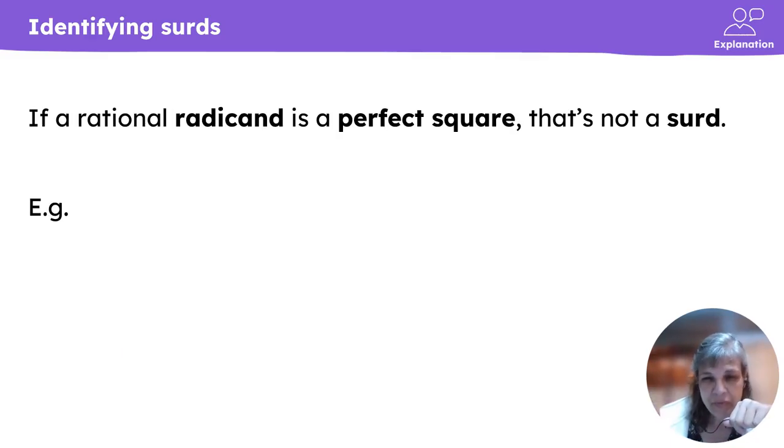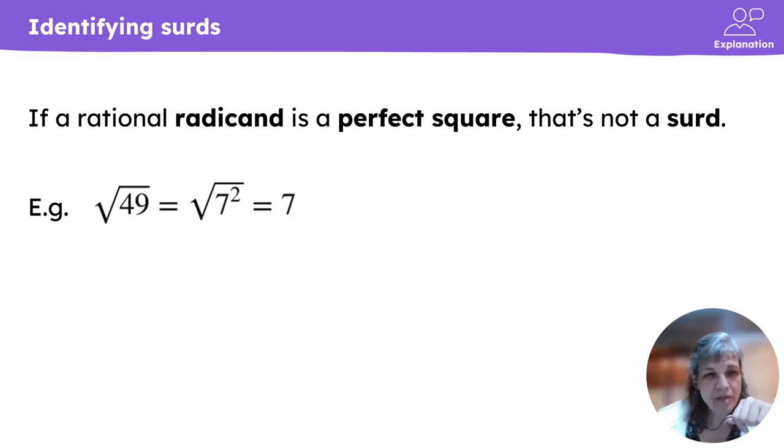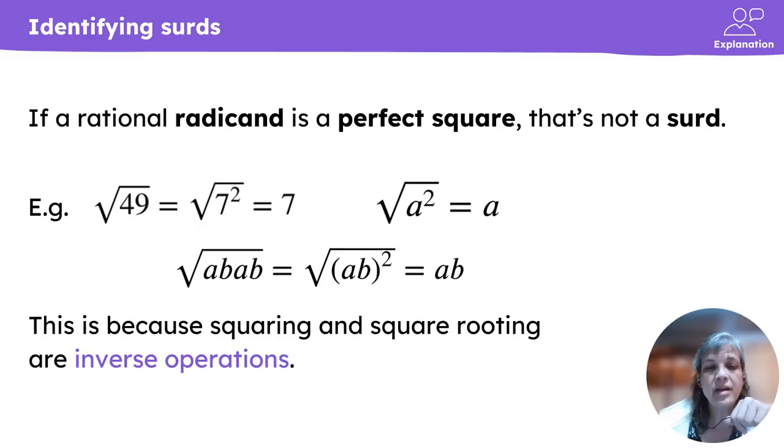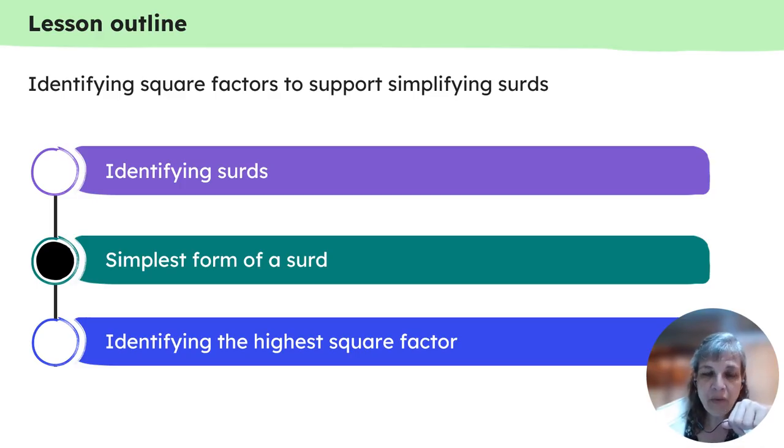So the thing under the root sign is called the radicand. And if that is a perfect square, then it's not a surd. So we remember that if you have something that works out perfectly, it's not considered a surd. If that thing is an algebraic thing and it works out perfectly, it's also not a surd. It could look more complicated, like the root of a squared b squared. Well, if there's two A's and there's two B's, then they could have been squared, so they could just equal ab. Therefore, it's not a surd. And this is because squaring and square rooting, these are inverse operations.